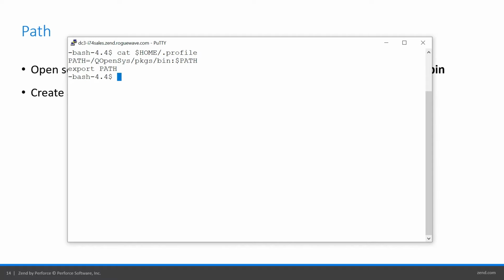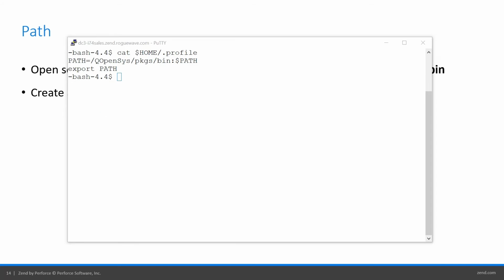The first sets up the path statement itself, saying qopenSys packages bin $path. Basically, that's going to prepend the IBM open source directory to the path statement. The second statement, export path, will make it permanent for the session. This allows us to find the commands that we're going to need in order to execute the last of our prerequisites. We want to install a couple of utilities.